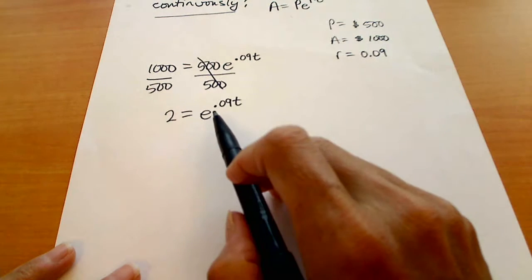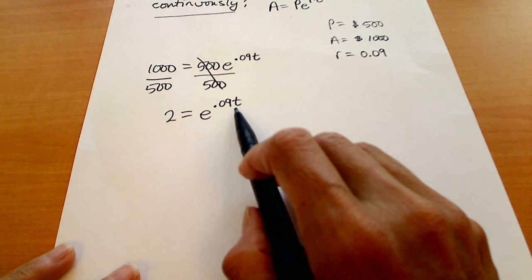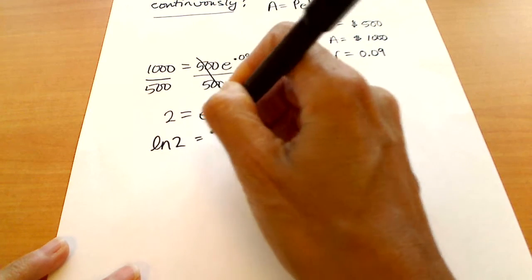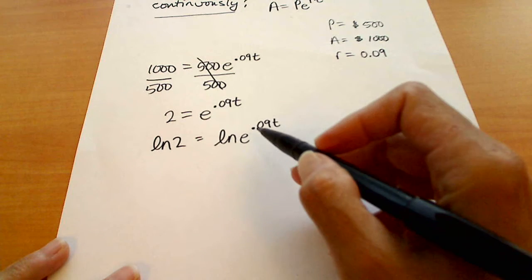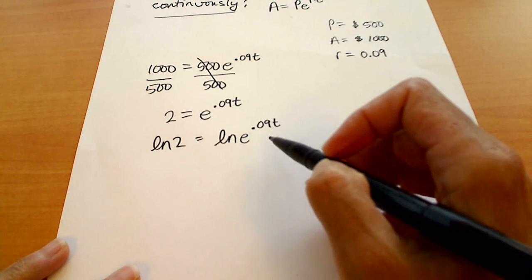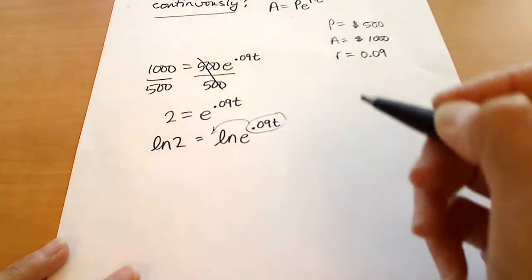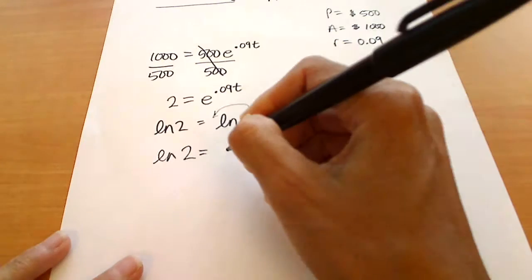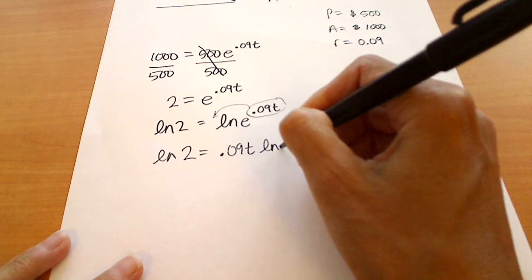What we're going to do now, because the variable we're solving for is in the exponent, is use a logarithm to bring this down. And I'm actually going to use a natural logarithm here, because the natural log of e is equivalent to 1. We have this rule that allows us to bring the exponent down out front. So this becomes ln of 2 is equal to 0.09t times ln of e.